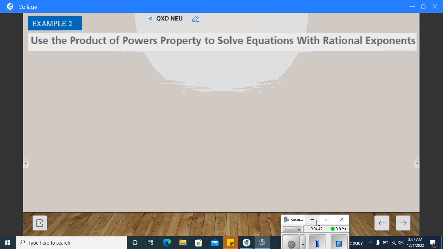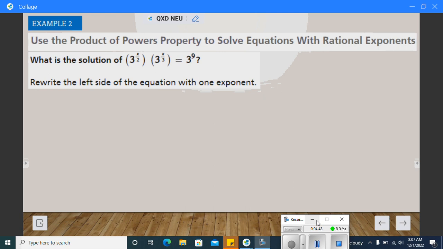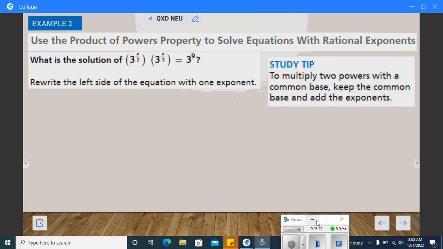Next, use the product of powers property to solve equation with rational exponents. So what is the solution of 3 to the power of x over 2 times the quantity of 3 to the power of x over 3 is equal to 3 to the power of 9. So we are going to find the value of x. First thing first, we write the solution. We write the left side of the equation with one exponent. So again, we have to rewrite with one exponent.